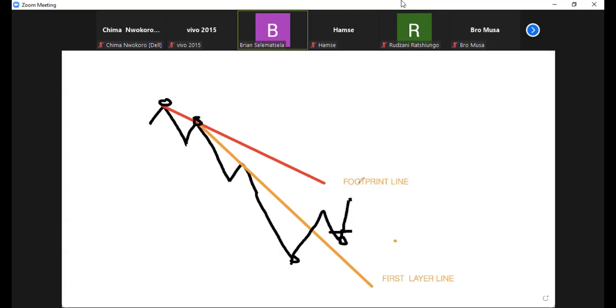Why on a smaller time frame? Because, let's say, for example, you are analyzing this on 1 hour. And as you're analyzing, drawing your footprint and your first layer on 1 hour, when you make re-entries, you make them at around 15 minutes and 5 minutes, meaning you'll be looking for divergences on 5 minutes and 15 minutes around them.